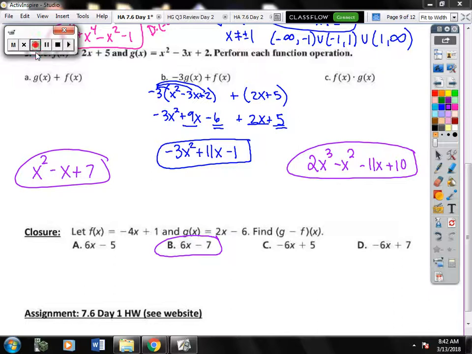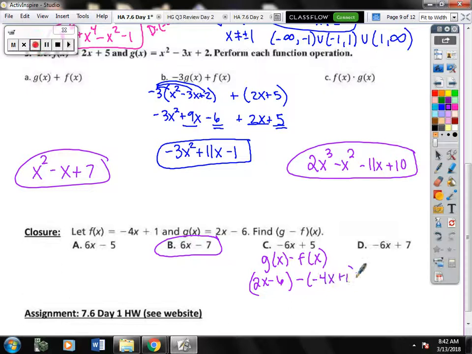Garrett? The closure? So just be careful, this one says G minus f of x. The order has been changed. So you have to take the g of x function and subtract the f of x function. So they switch that order around at the end. And that does change with a subtraction problem. Then distribute your negative. And so 2 plus 4 is 6, and negative 6 minus 1 is a negative 7.